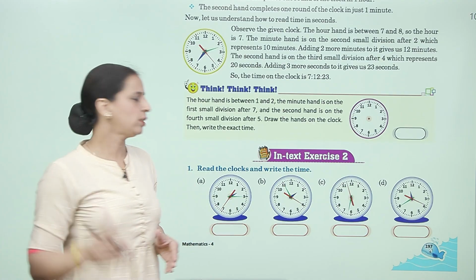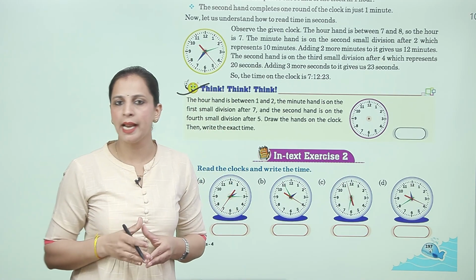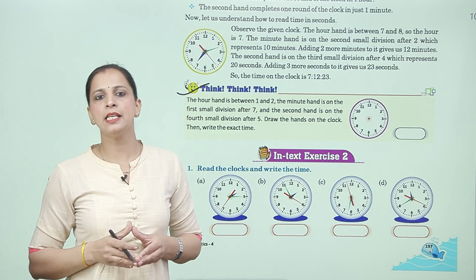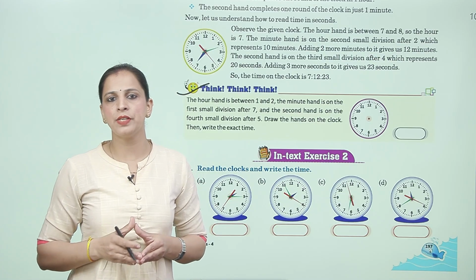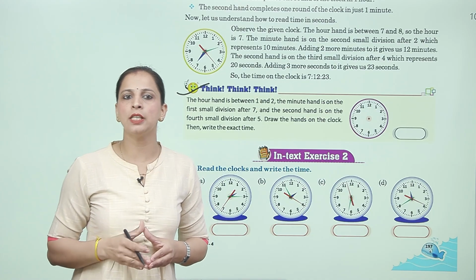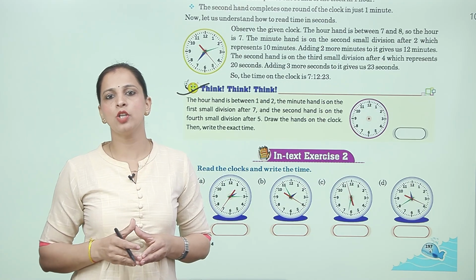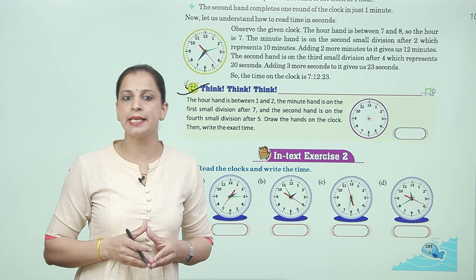Now think. The hour hand is between 1 and 2. The minute hand is on the first small division after 7. And the second hand is on the fourth small division after 5. Draw the hands on the clock, then write the exact time.